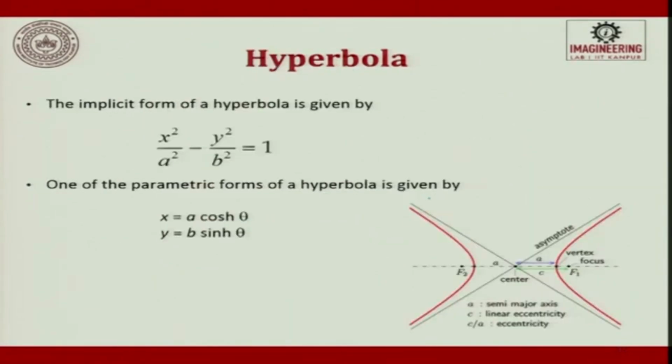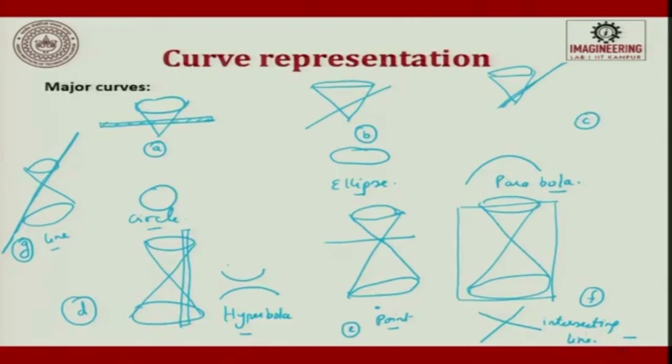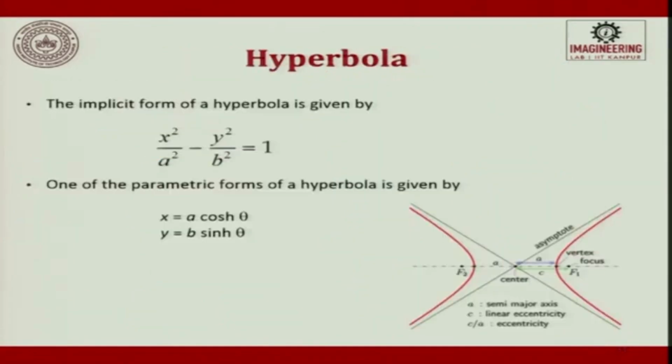Now the implicit form for a hyperbola. You go back, we drew the curve hyperbola also, right. The implicit form of a hyperbola is given by x squared by a squared minus y squared by b squared equal to 1. The parametric form can be x equal to a cos theta and y equal to b sin theta, where a is the semi major axis, c is the linear eccentricity, and c by a gives you the eccentricity. Again theta here varies from 0 to infinity.